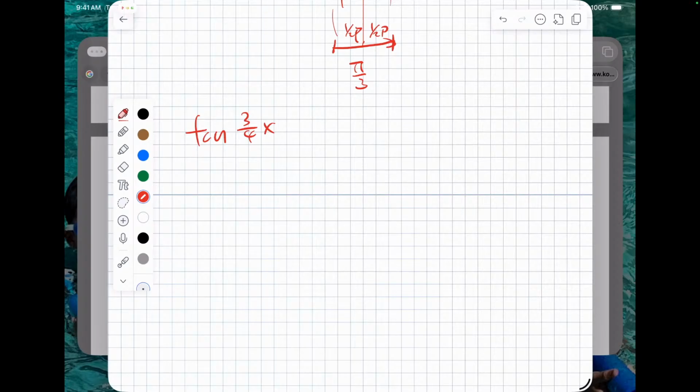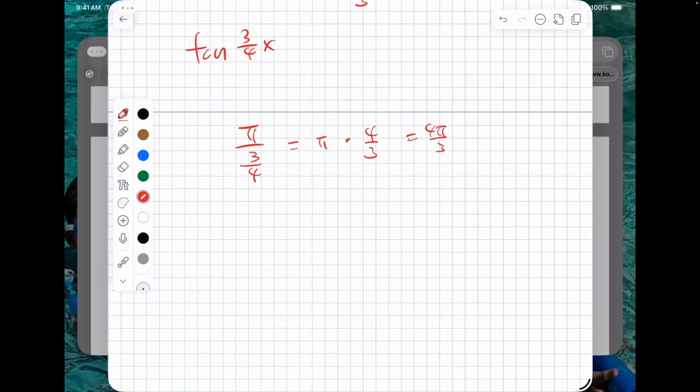So how do I get the exact period? Pi over 3/4, right? So pi times 4/3, so 4 pi over 3. Do we know that this 4 pi over 3 is the whole period? Because tangents start with the center. This is my center, right? I must stretch half a period and half a period here. So what do you think the half period of 4 pi over 3 is?